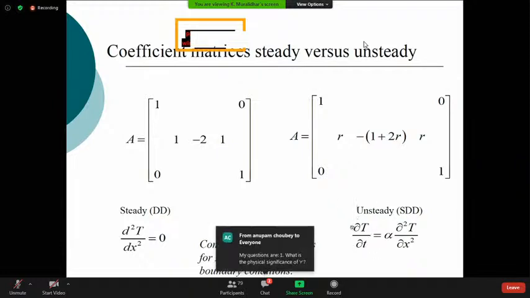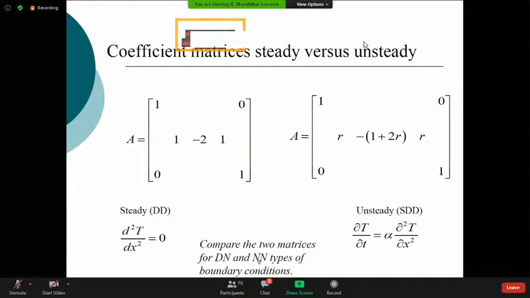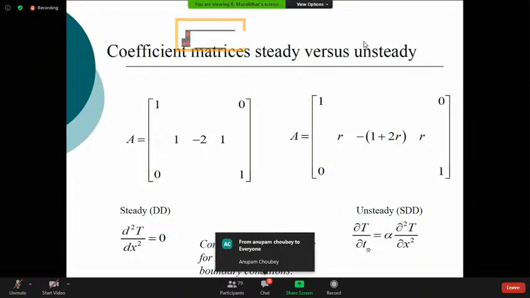The other comment is, suppose you had pure Neumann conditions on the two sides, you still have diagonal dominance in the interior. So even for the pure Neumann problem, unsteady formulation can be used and you can get the steady state solution.